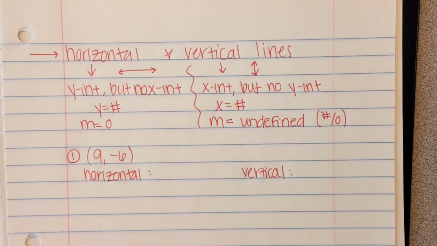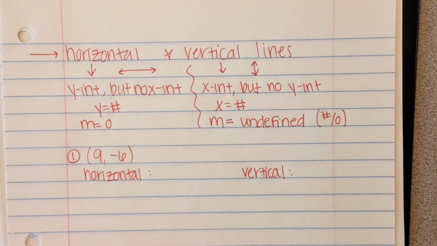Okay, in Math Excel, you're going to be given an ordered pair or a coordinate point, and you're going to be asked for the equation of the horizontal line and the vertical line that pass through that point. Okay, and then I can't remember if you have to graph or not.